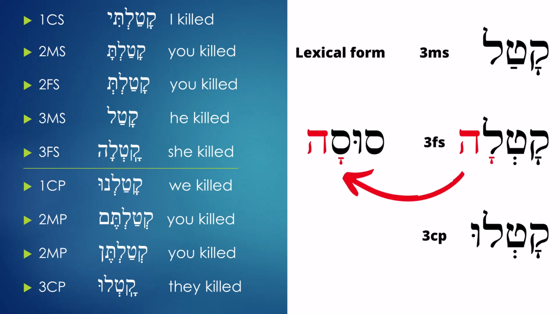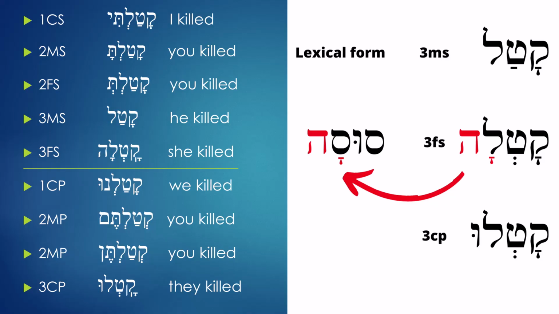And all other forms are built from it. These other forms, I killed, you killed, they killed, all these other forms are built from the third masculine singular. And so the third masculine singular has no suffix added to it. And because of this fact, later on we're going to rewrite this paradigm to begin with the third masculine form.